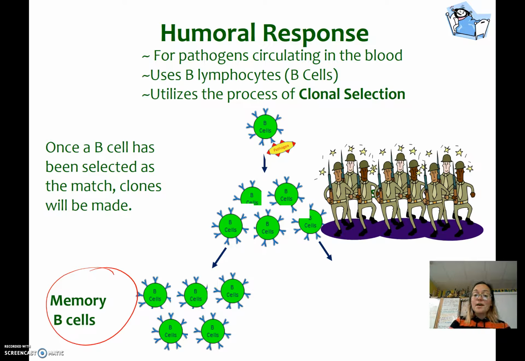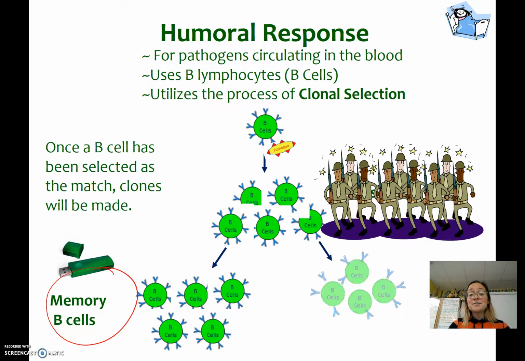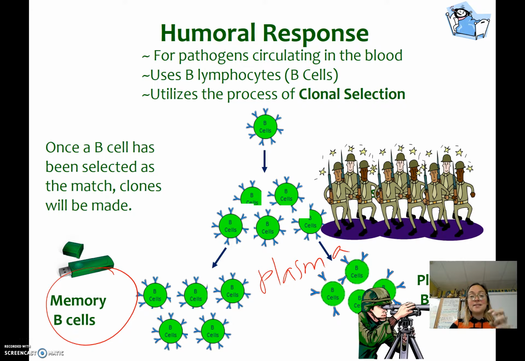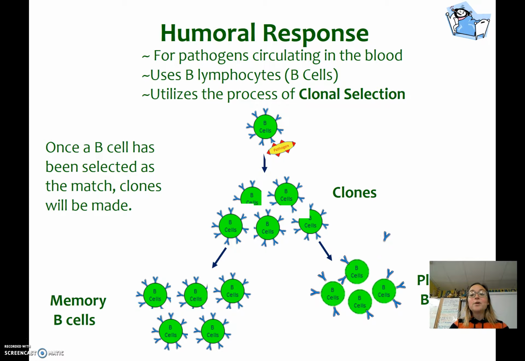And then the other type of B cell are effector cells or plasma cells. Sorry, that's cut off by my face, but they're called plasma or plasma B cells. And these are like the snipers of the army. So these plasma B cells are the ones who are going to release their antibodies. And the antibodies will circulate in the blood to go and attach to the pathogens.